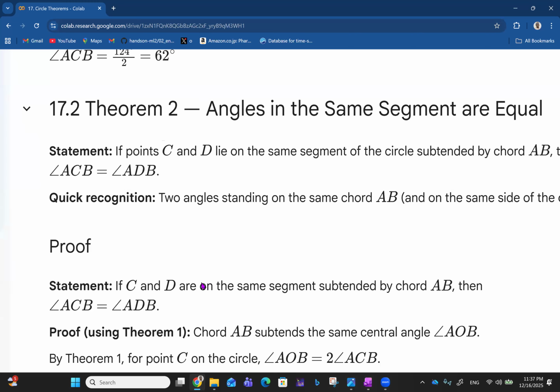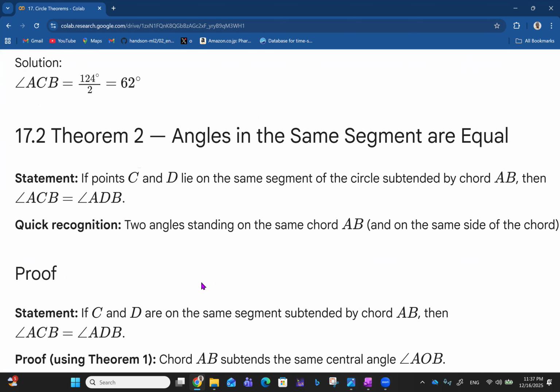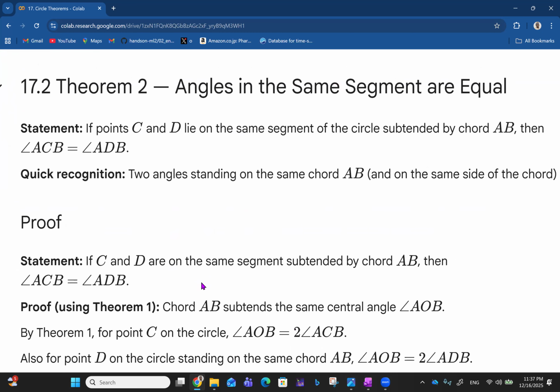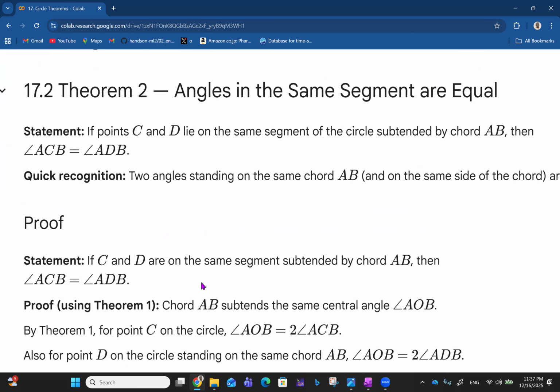So we move on to the second theorem. For the second theorem, angles in the same segment is what we are talking about now.